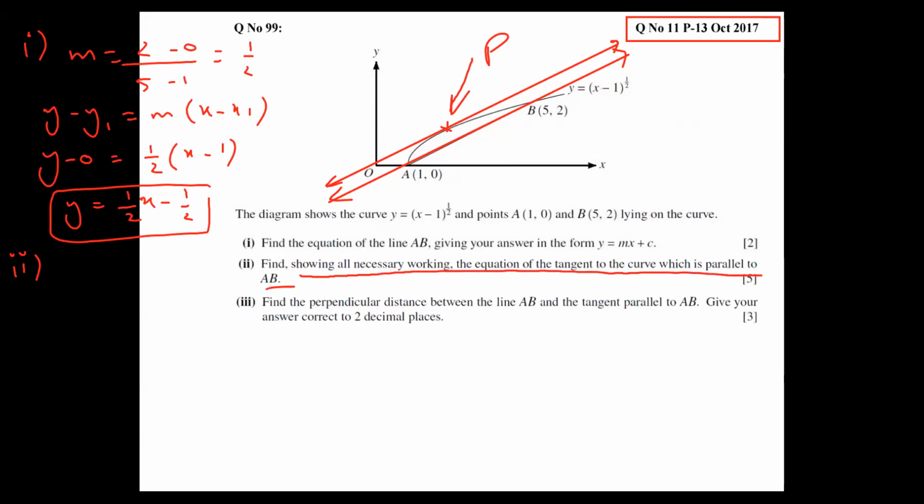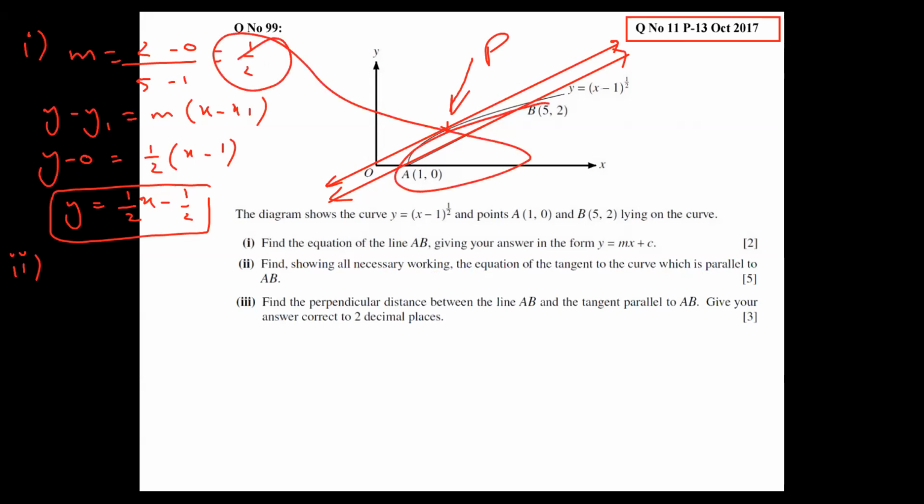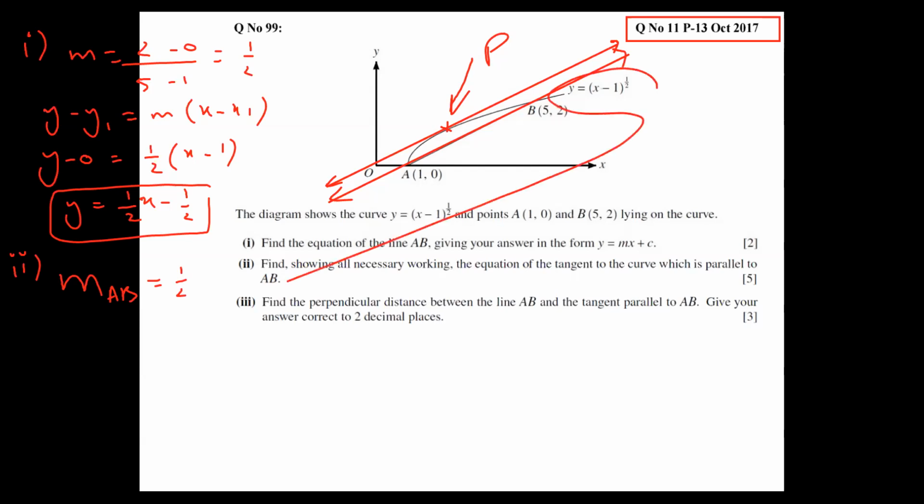But first of all, my question: whenever we need the equation of a tangent, we need a point. The problem is that we can use the gradient. The gradient of AB is half, and I can use this gradient. So for your knowledge, the gradient of AB is half, which is also called the derivative, equal to half.